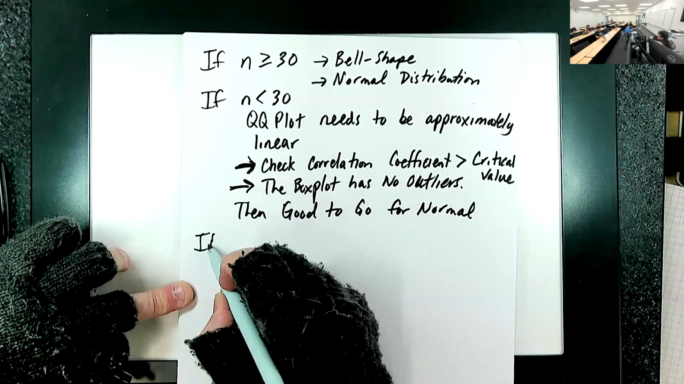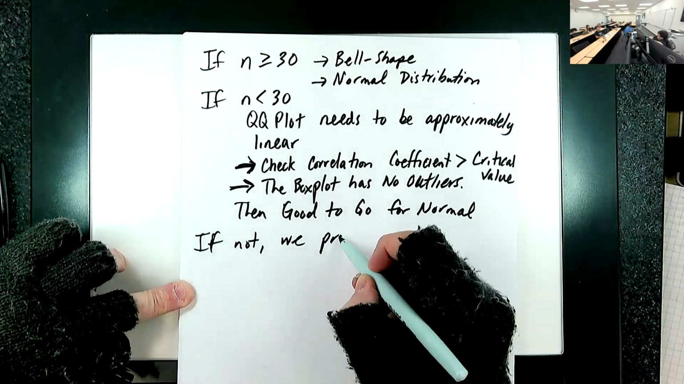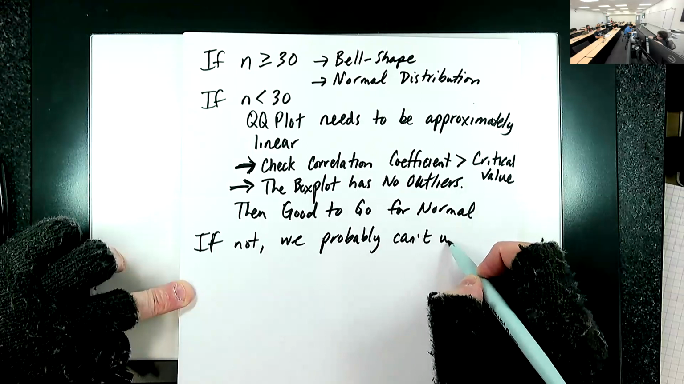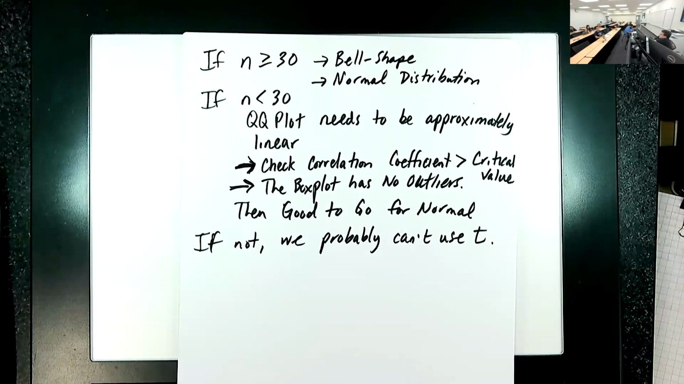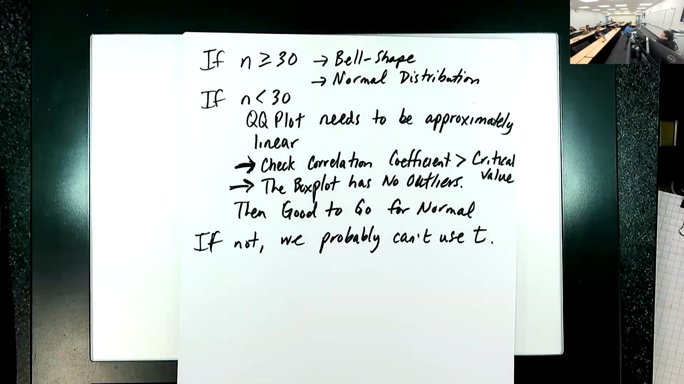If not, we probably can't use T. That's a solvable problem if you're out doing surveys. All you have to do is get n to be bigger than 30 and you're good. So this is something you can avoid if you take enough observations or samples.